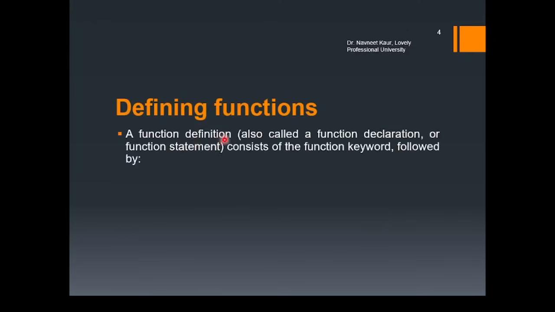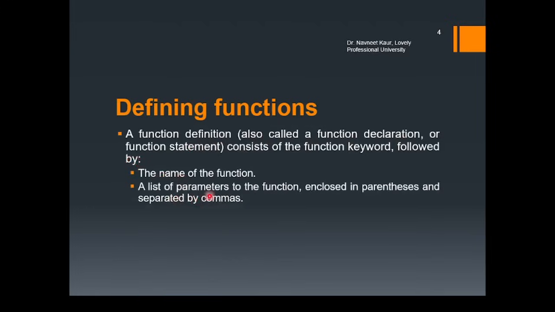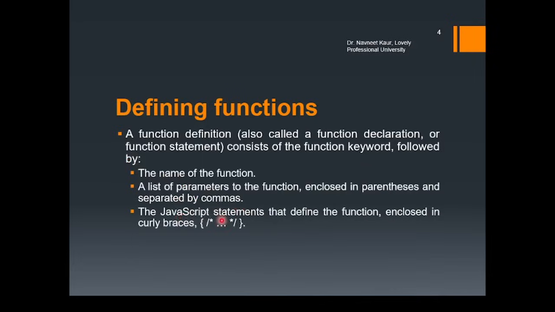Now let's see how we can define functions. A function definition, also called a function declaration or function statement, consists of the function keyword followed by the name of the function, then a list of parameters to the function enclosed in parentheses and separated by commas, and the JavaScript statements that define the function enclosed in curly braces. So let's have a look at the example of function definition.